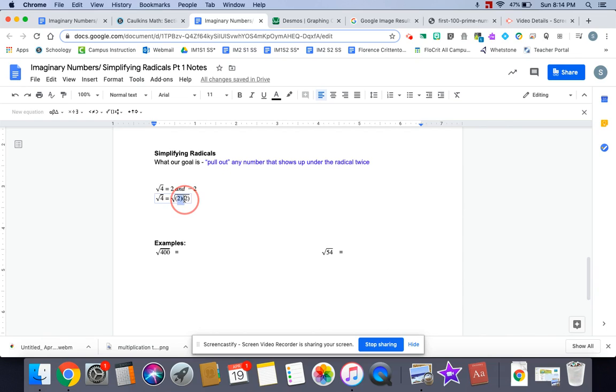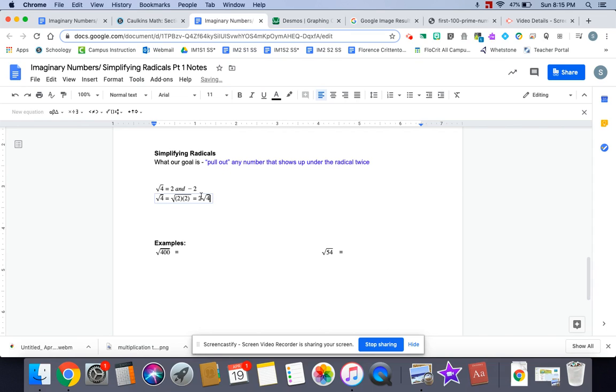So 2's under here twice. You see that? If it's under there twice, like this, it can come out in front of the square root. So that 2, if it comes out in front of the square root, it looks like this. And under the square root, there's not a 4. Wow, it's not letting me do it. Under the square root is nothing.